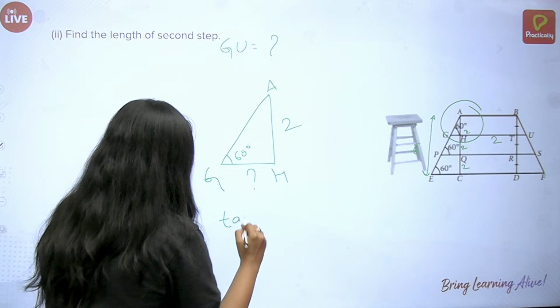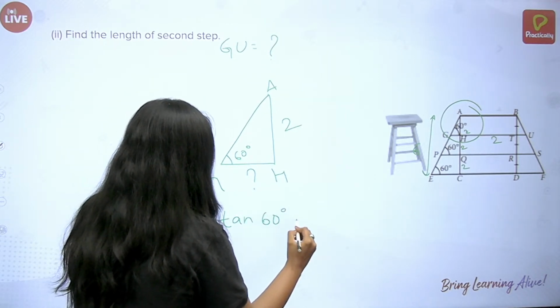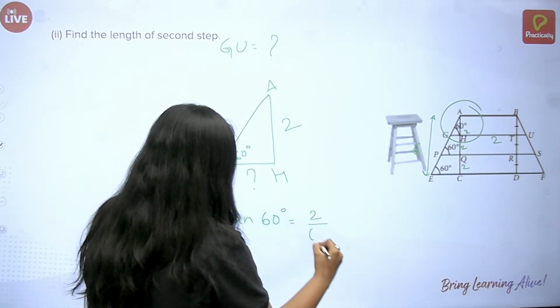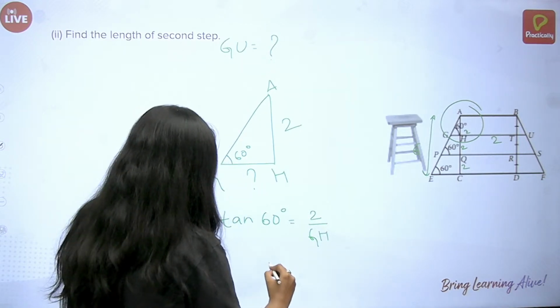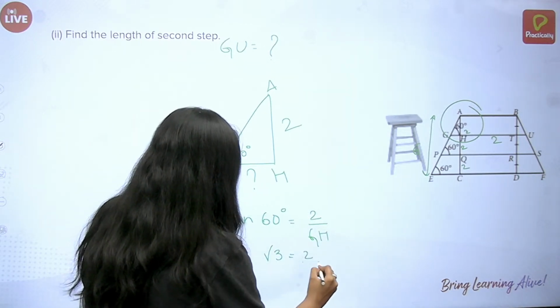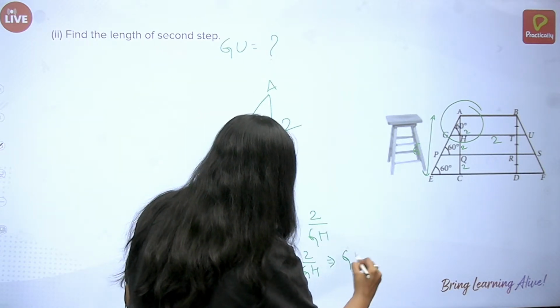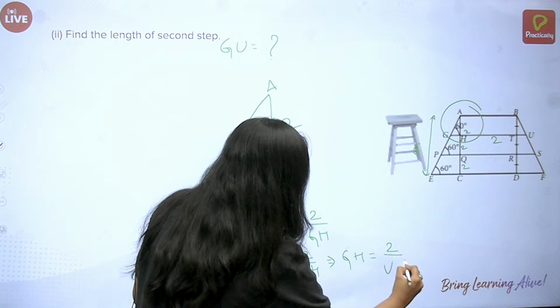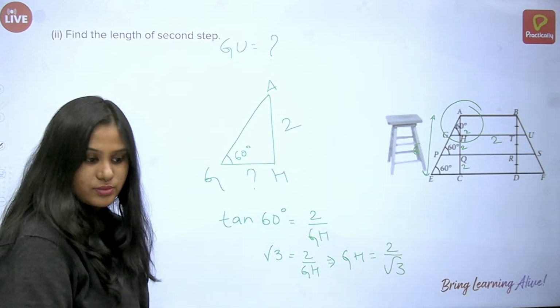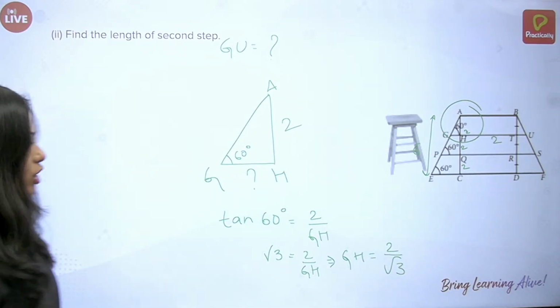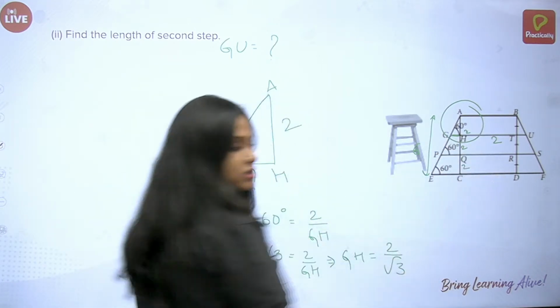So tan 60 degrees equals 2 by GH. So root 3 equals 2 by GH. This implies GH equals 2 by root 3. Correct? Okay, 2 by root 3 we got. What is it? That is GH. GH is 2 by root 3.